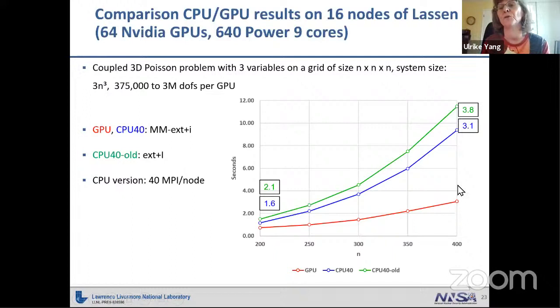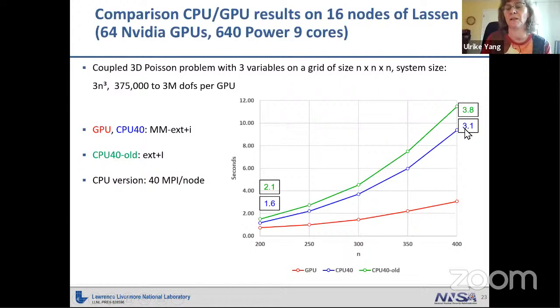In blue is an apples to apples comparison, just using the same methods, the new interpolation operators, on the CPU also. And then here, this is the old one. So you see, we even get a performance improvement here on the CPU using the new methods. So again, here are the speedups. The total speedup is about 3.1 over the original one here and 3.8 over here.